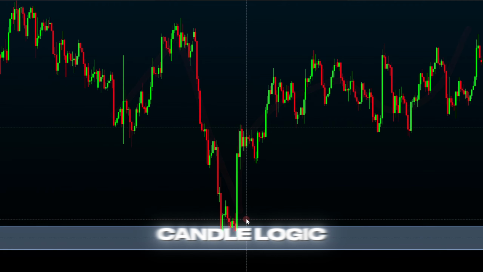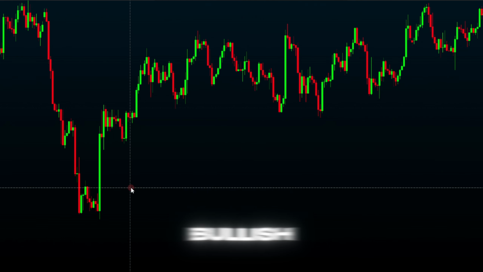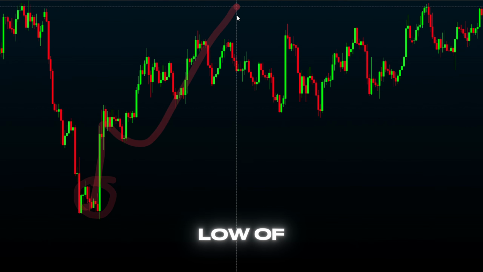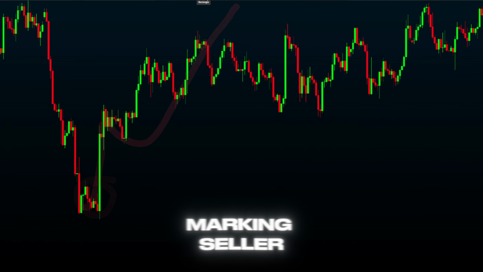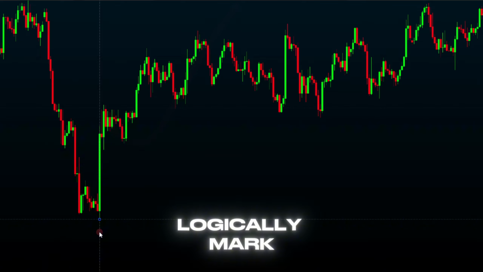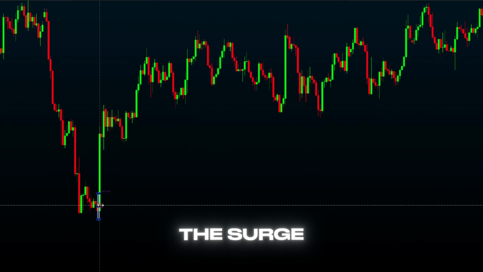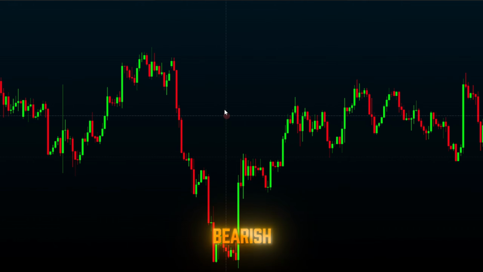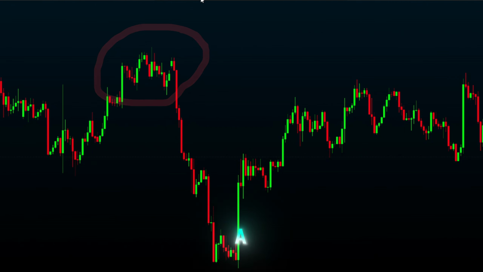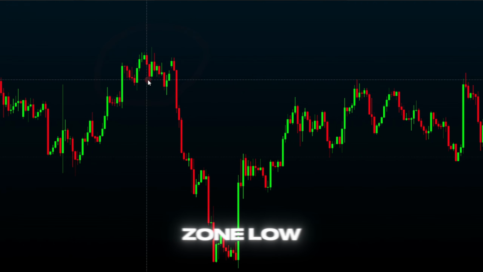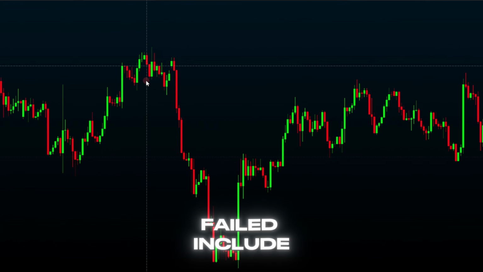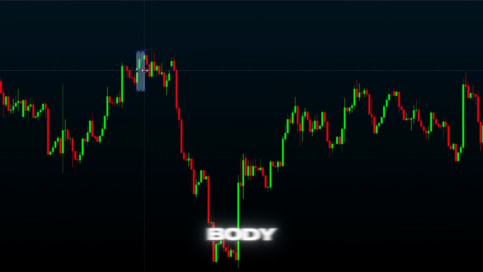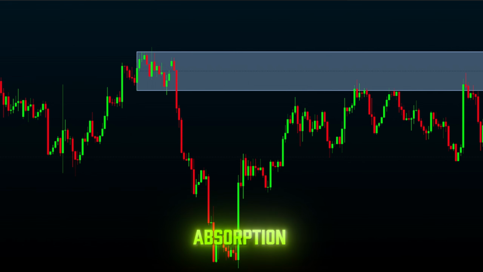Spotting zones is pure candle logic. No tools needed. For demand, bullish, find the last opposing bearish candle before a strong bullish impulse. The high-low of that red candle is the zone, marking seller exhaustion where the impulse cleared supply. Logically, mark it as the imbalance footprint, the surge left unfilled bids below, making it a support magnet. For supply, bearish, the last bullish candle before a down impulse defines the zone. Low-high where buyers failed. Include the wick if it raids liquidity, extends to hit stops beyond the body, expanding the zone slightly for more absorption.